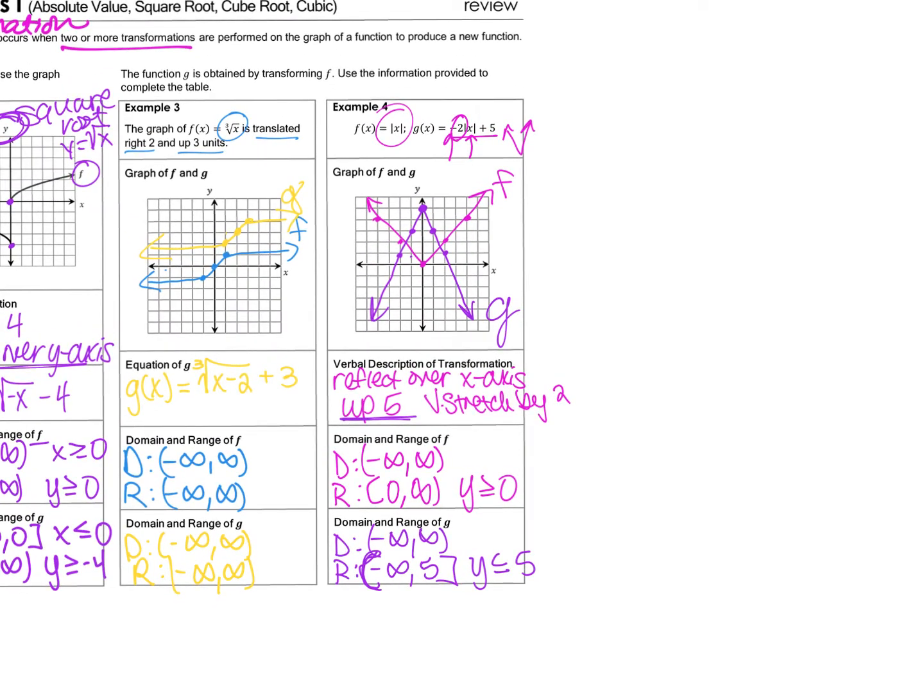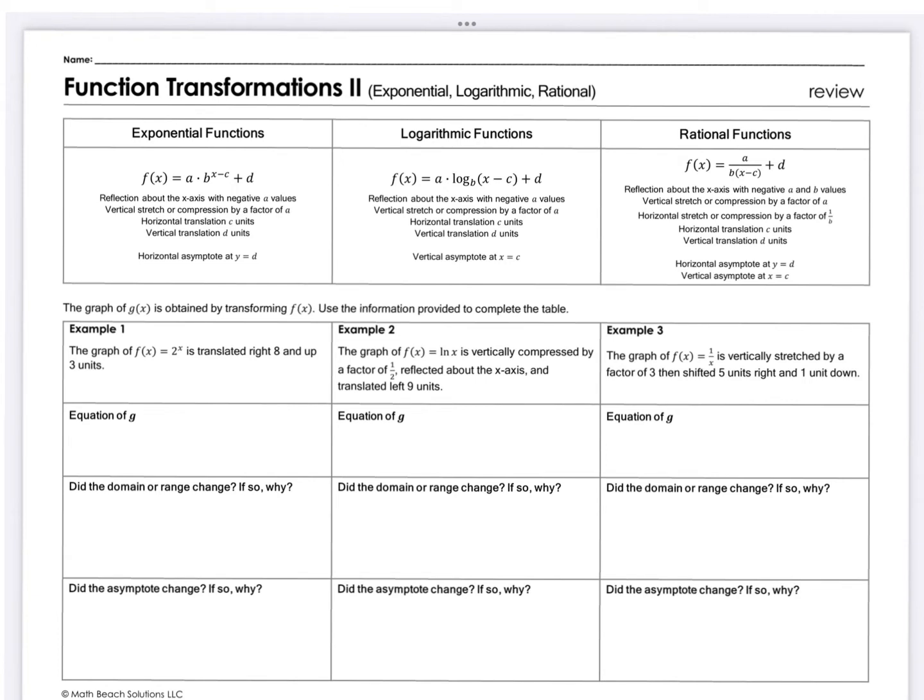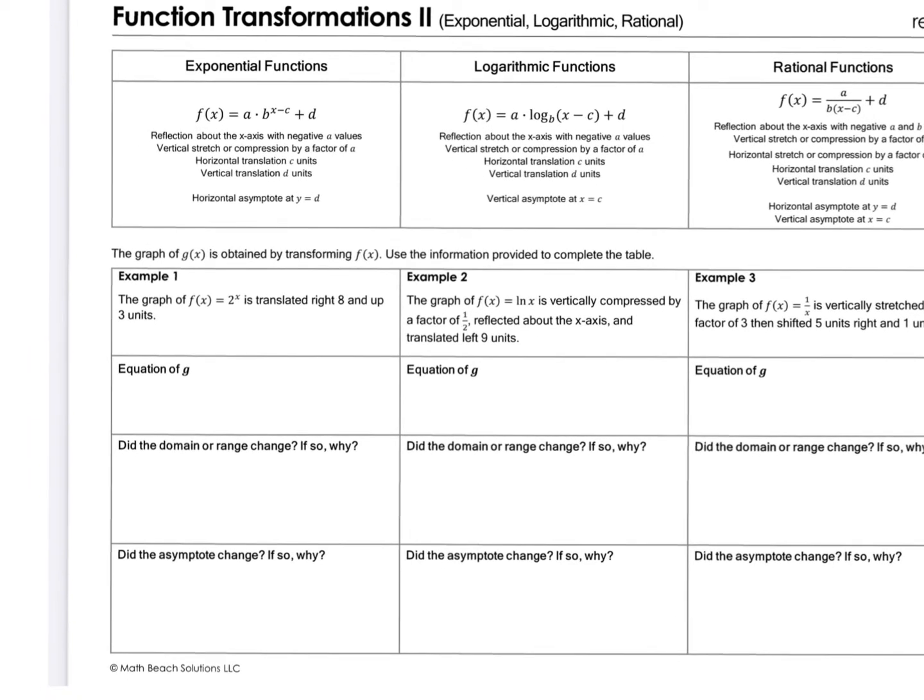Okay, let's go ahead and flip over. Now we're going to be looking at exponential, log, and rational. So on this one, example 1, it says the graph of 2 to the x, which is exponential, has been translated right 8 and up 3. So we're going to write the new equation. So g of x equals, if I'm going right, I'm doing the opposite with x. So I should be doing x minus 8 in the exponent. Up 3 will be plus 3.